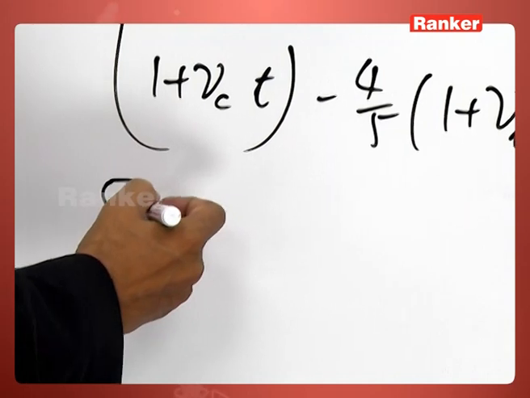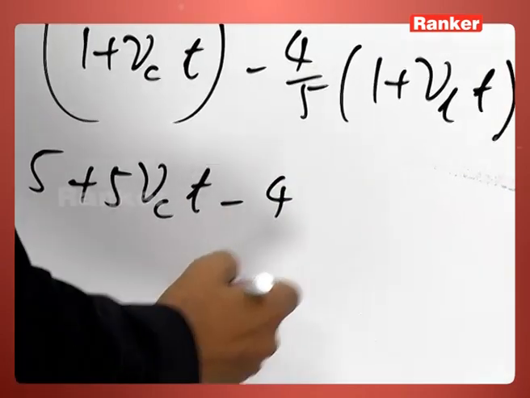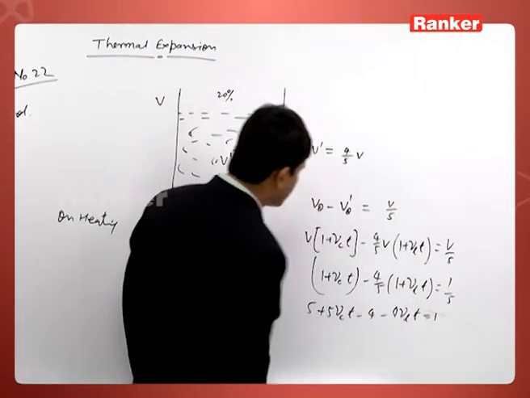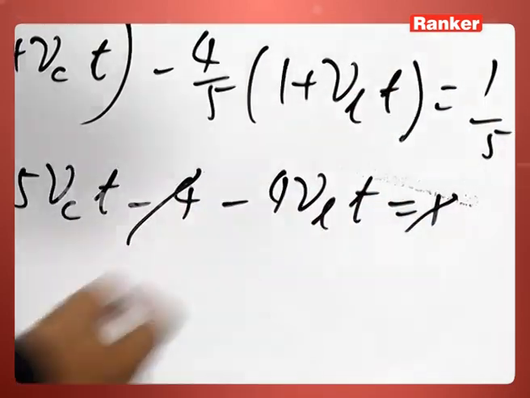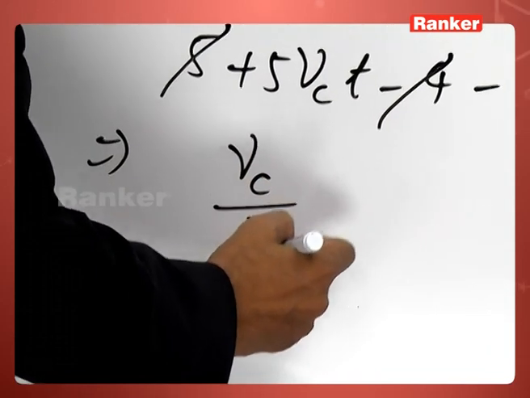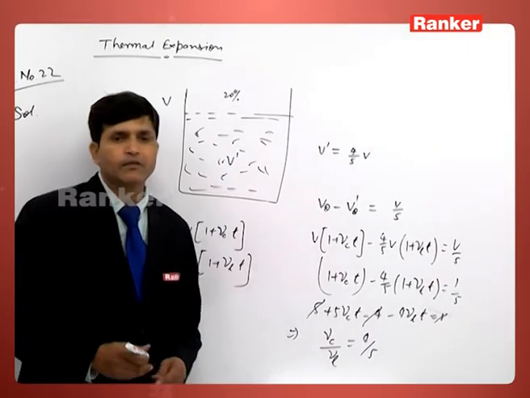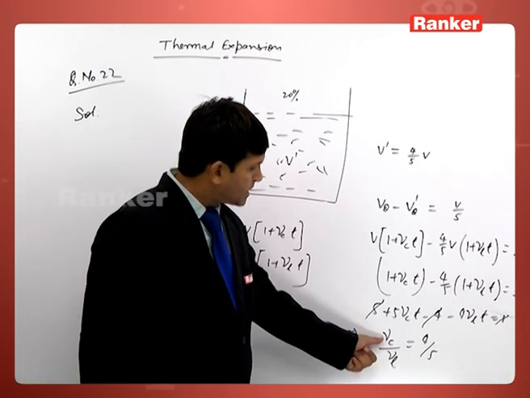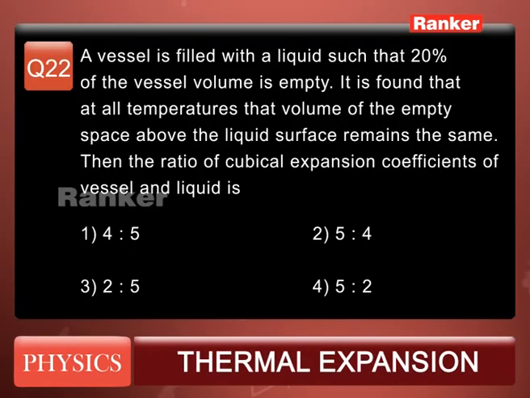So 5 plus 5 gamma C T minus 4 gamma L into T is equal to 1. So this 5 and this 5 cancel. So we will have gamma C by gamma L equal to 4 by 5. So the ratio of cubical expansion of the vessel, C for container or vessel, by liquid is 4 by 5. So our correct option is option number 1.